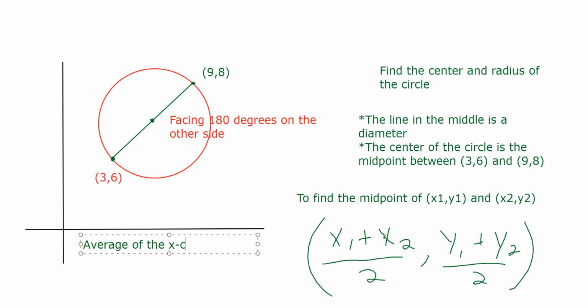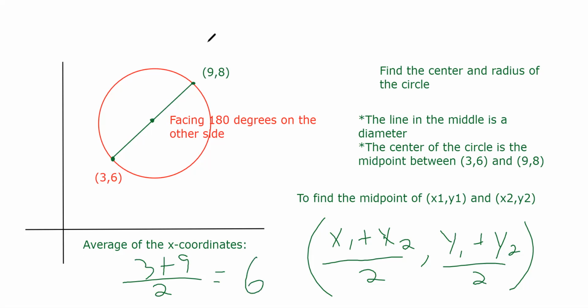Average of the x coordinates. Well, we got a 3 for the first x coordinate. We got a 9 for the second x coordinate. We average them, add them up, divide by 2. You get 12 on top, divide by 2 equals 6. So the center of this thing is going to have an x coordinate of 6. I'll just put that right here.